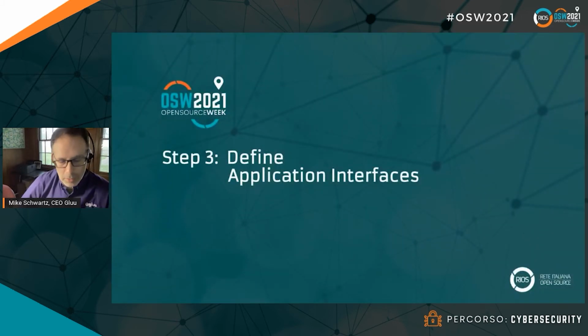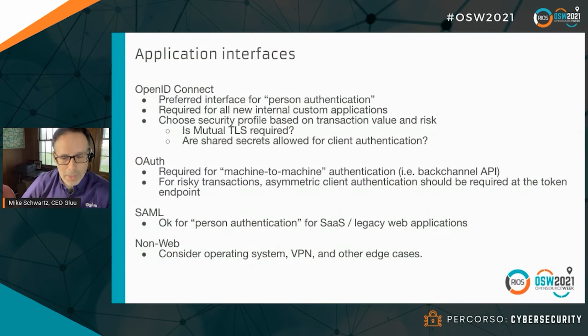Okay, step three. So now we have these great authenticators and people can manage them. How do our applications utilize them? And so, not surprisingly, I'm going to say use open standards here. So applications, if they're authenticating people, should use OpenID Connect. If there's anything new, it should be OpenID Connect. And so OpenID Connect supports a range of security profiles, from very secure to very insecure. So you need to pick which features of OpenID Connect, or SAML for that matter, you're going to use.